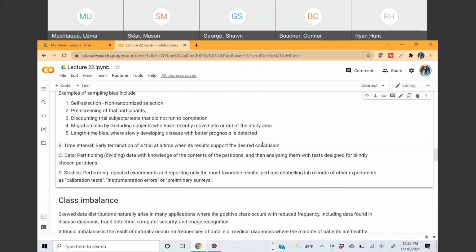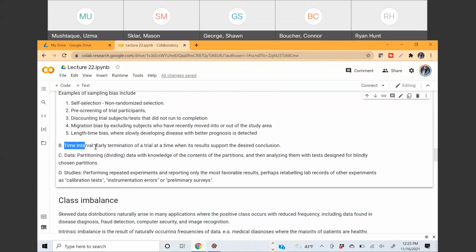Migration bias, like people moving in and out of the area, who were not accounted for. When you started a study, and let's say the study had to last for a couple of years, you do not account for people who are moving in and out, because that should also be part of your data. And then length time bias, which is very much related to how and for what length of time you are collecting data, especially for medicine purposes. And so length time bias gets introduced there.